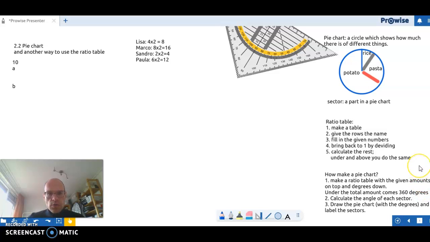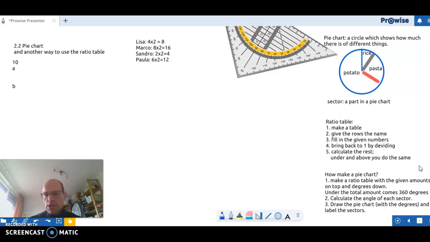Welcome to this new movie of chapter 2. It's paragraph 2, and now we're talking about pie charts. Last paragraph was about ratio tables, and we're going to use that a lot with this new paragraph. So we need to recap that a bit, and also, what is a pie chart? That's one thing. Another one is how do you make one? Okay, first of all, what is a pie chart?